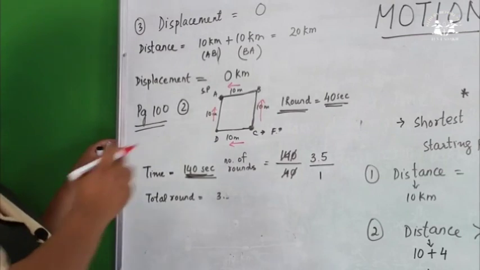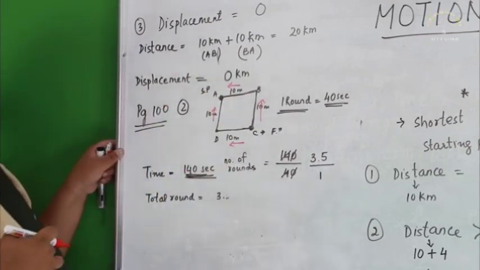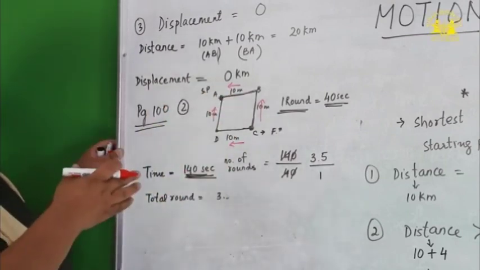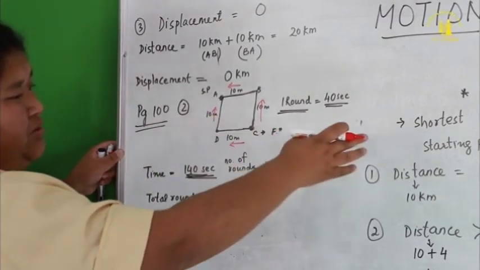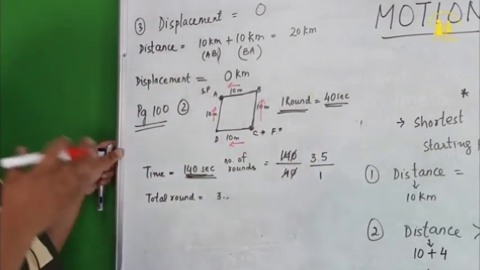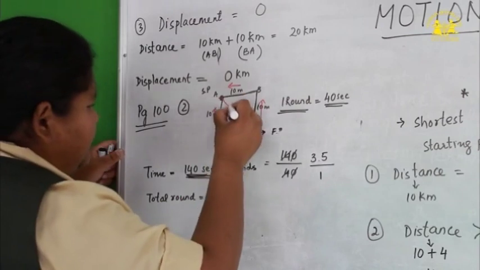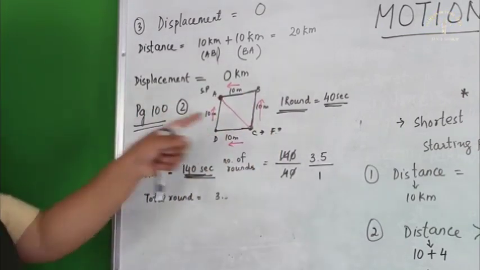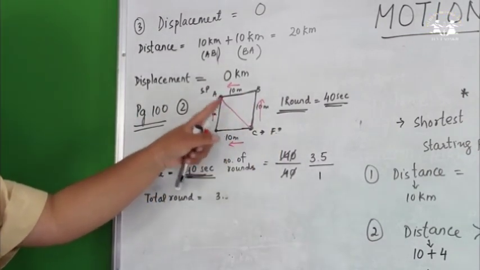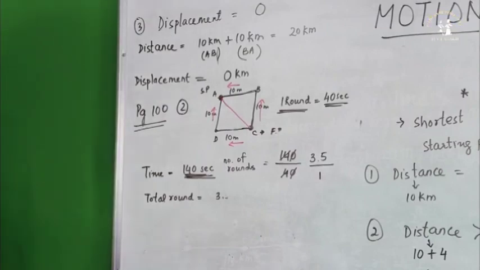But then, is it the shortest possible way? The displacement is the shortest path, the shortcut, a straight line, and that value is the displacement.